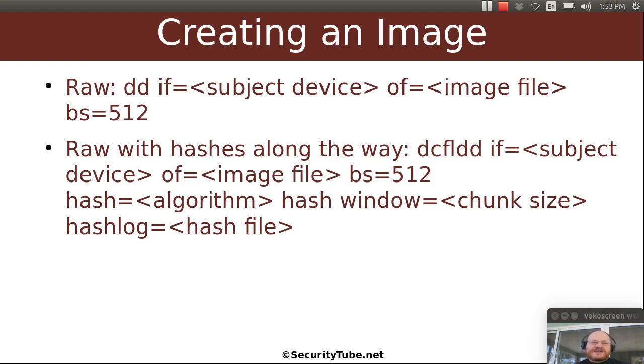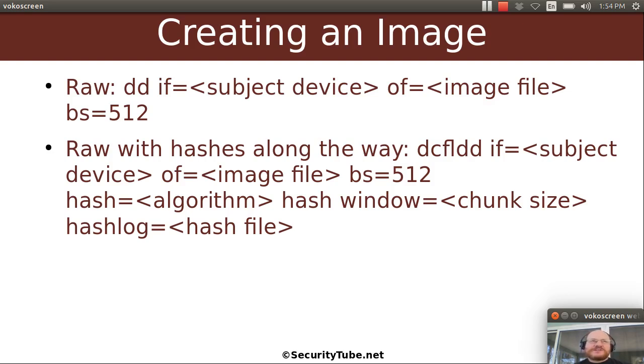Some years back, a few folks got together and wrote an enhanced version of DD just for forensic stuff. That product is called DFIR, which should already be installed on your system if you ran the script that I presented in an earlier video. And it adds to the standard DD hashing. So you can tell it hash equals, and then you can pick an algorithm.